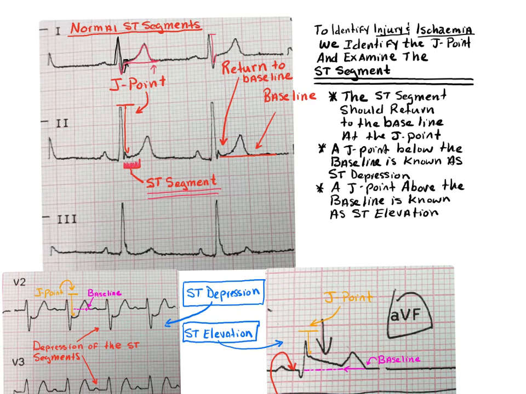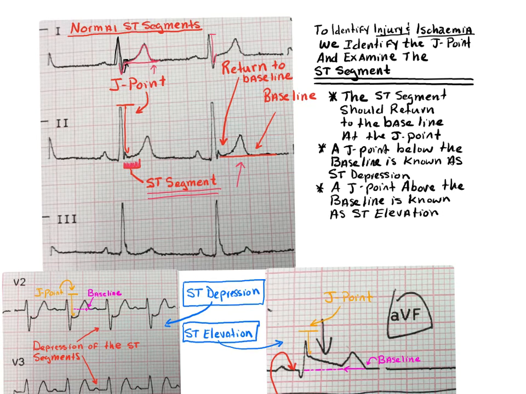Are you guys cool with that? A normal ST segment is one where you have that return to baseline. And you see I've drawn, and I'll just put an arrow here so you guys can see that. I've drawn from the baseline back through the ST segment, and what do you see? The J point touches it, right? That's normal. That's what we want to see.